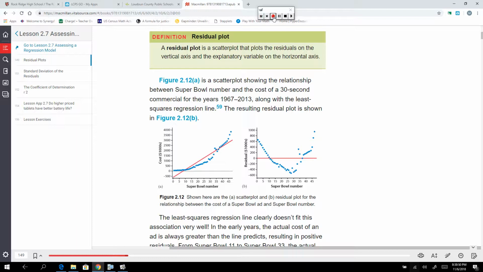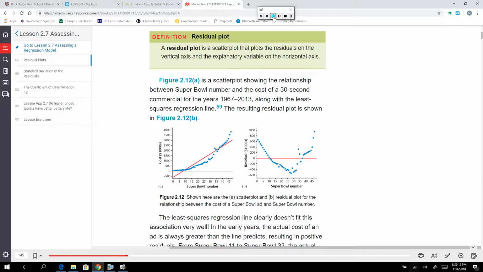the height of that line is the residual. So the height of the line between the blue dot and the red for Super Bowl number 1 appears to be about maybe $650,000. Okay, that's the residual. And the residuals should hover around 0. Some of them will be above 0, some will be below 0, right? Because we have positive and negative residuals. Some of the predictions were high and some of the predictions were low.